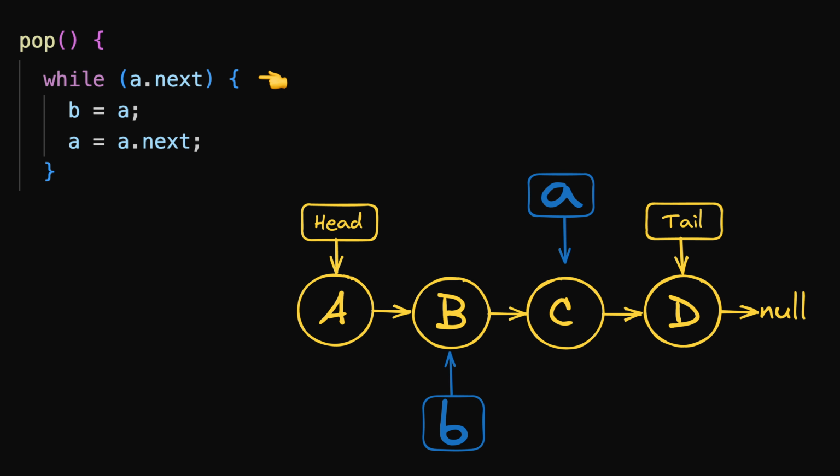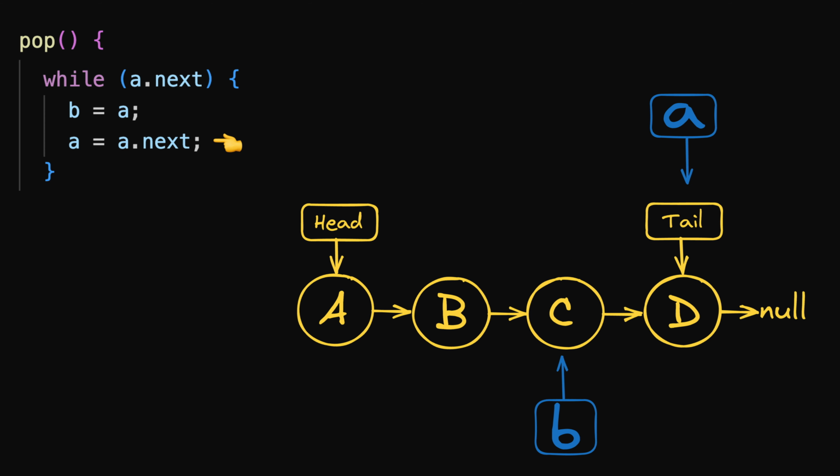We will check if A has a next node. It does, so we will enter the loop again. We set B equals to A. Now B points to C as well. We set A equals to A.next. Now A points to D. We check if A has a next node. It doesn't have a next node, so we exit the loop. Now look at what happened. We have access to both C and D through the pointers B and A respectively.